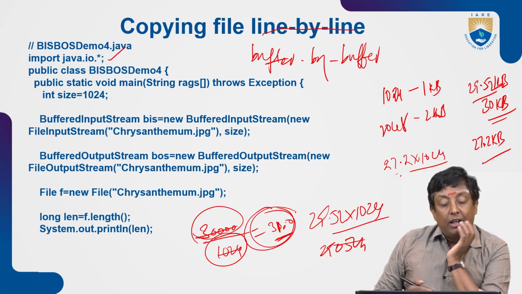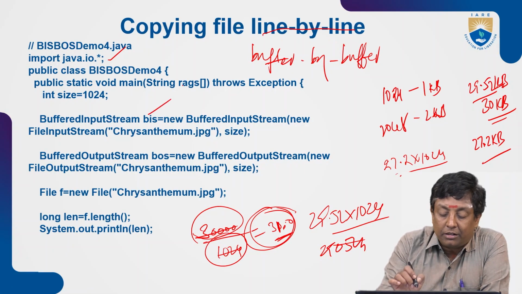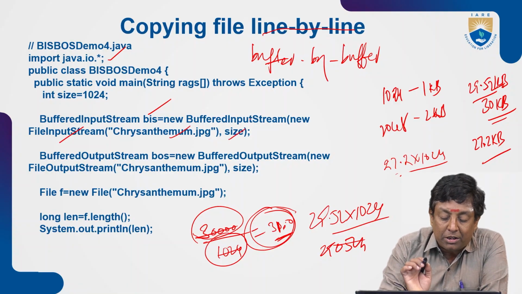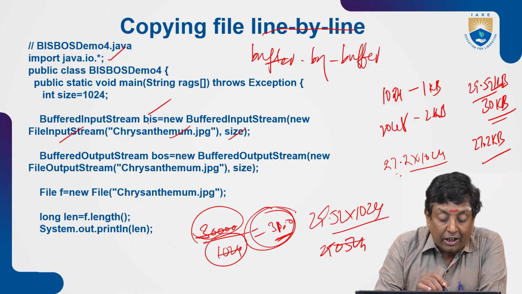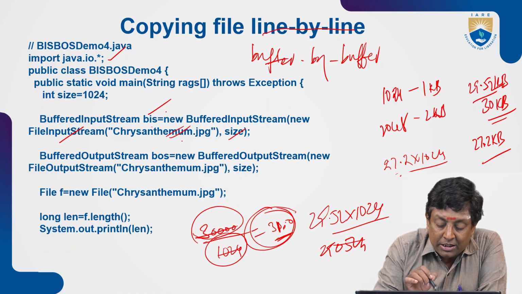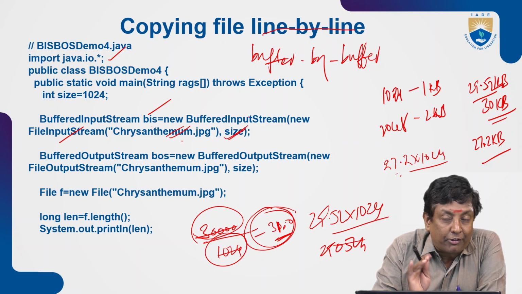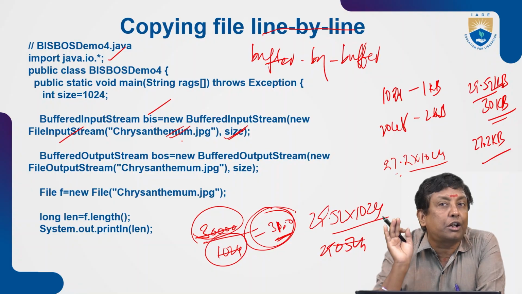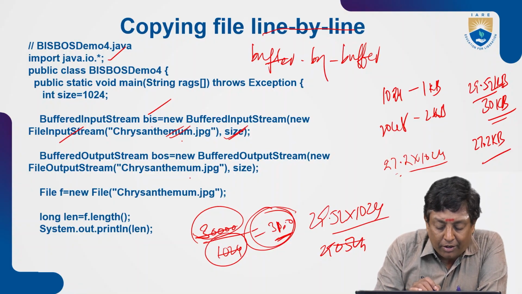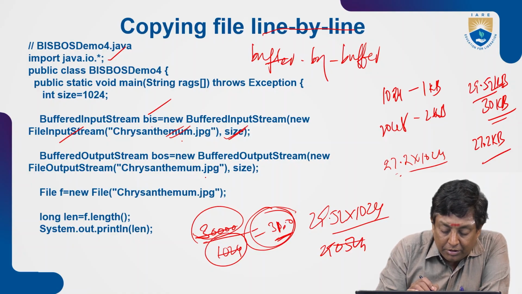Go to the previous slide. Here we created one buffered input stream object that is pointing to a file input stream object that is pointing to chrysanthemum.jpg, comma, size. Size means we are telling the buffered input stream, whatever the file and file size it has, you read only 1,024 bytes of data. Similarly, the buffered output stream and file output stream are pointing to one more file, chrysanthemum1.jpg. We should not give the same file. Comma, you give the same buffer size.